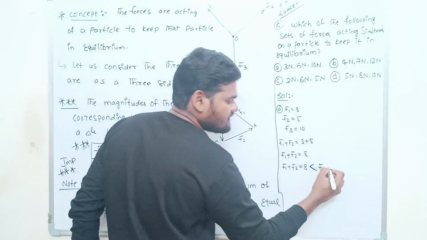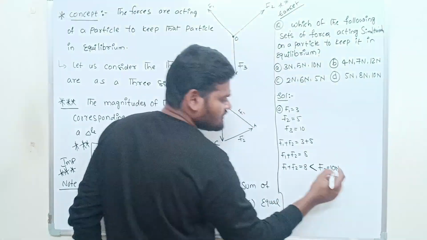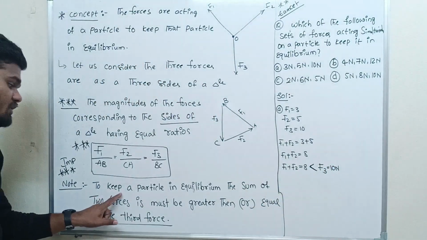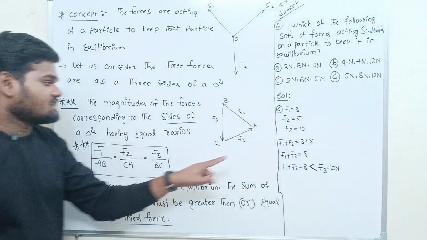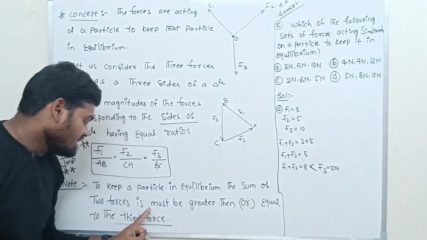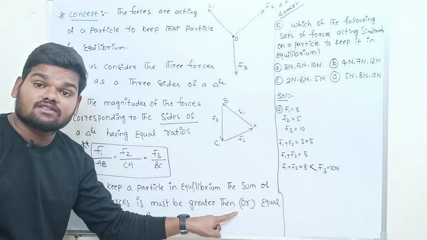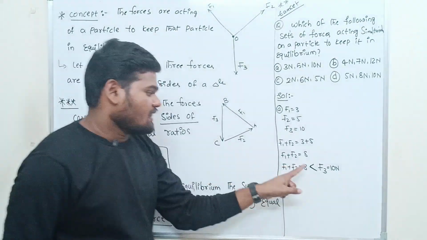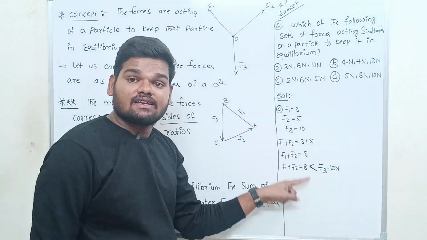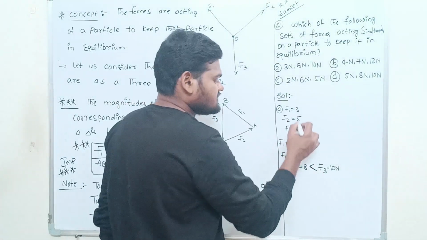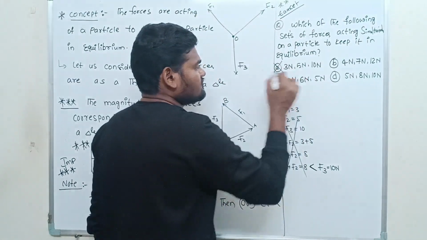Is less than what? F3. What is F3? 10 newtons. So what is our condition? To keep a particle in equilibrium, the sum of two forces must be greater than or equal to the third. Have a look. The sum of the forces we got is less than the third force. So this option is wrong.